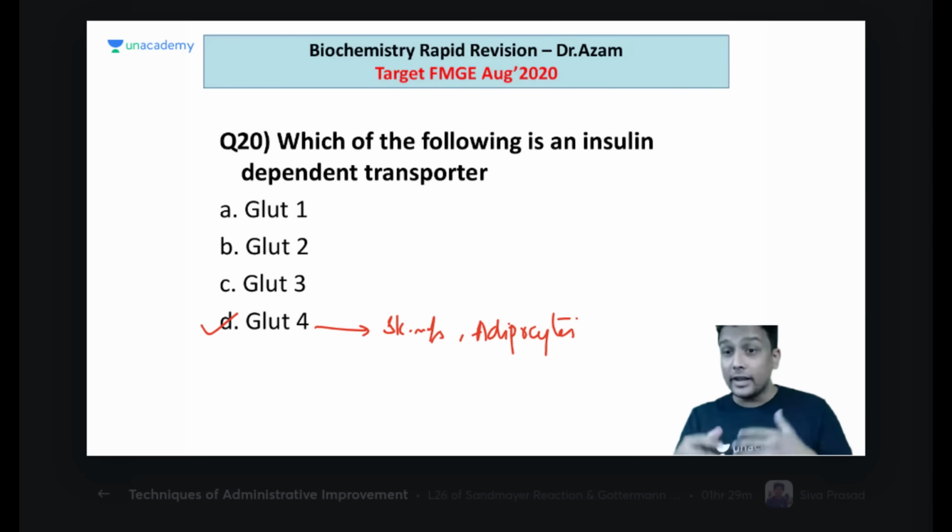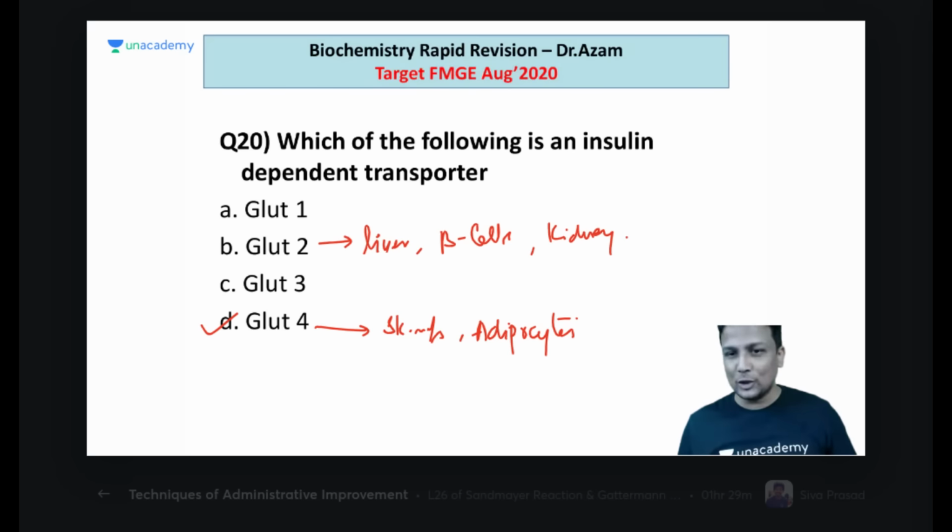And Farooq is asking about GLUT2. Remember GLUT2, Farooq, it will be present on the liver. GLUT2 will be present on the beta cells of the pancreas. And it is also present on the kidney, guys. And Farooq, don't get confused. It is not insulin dependent. It is required for the release of insulin, secretion of insulin.